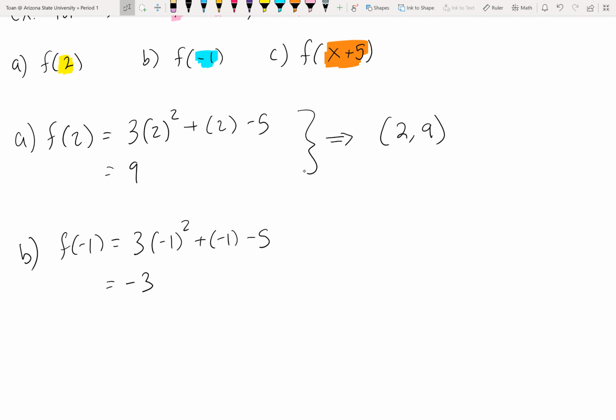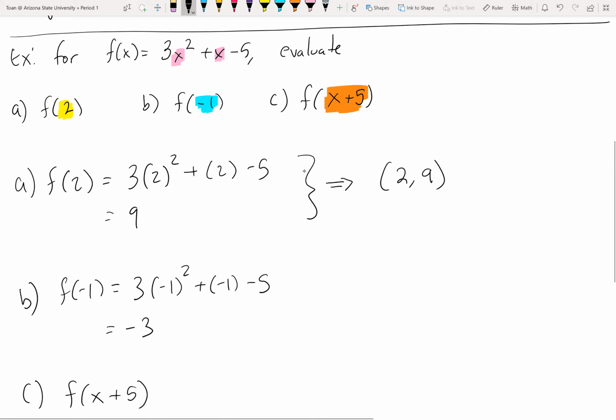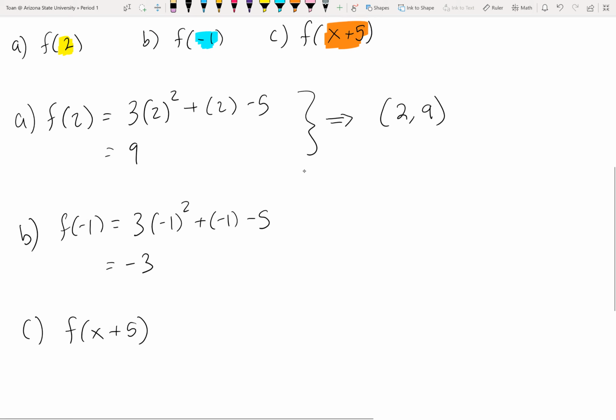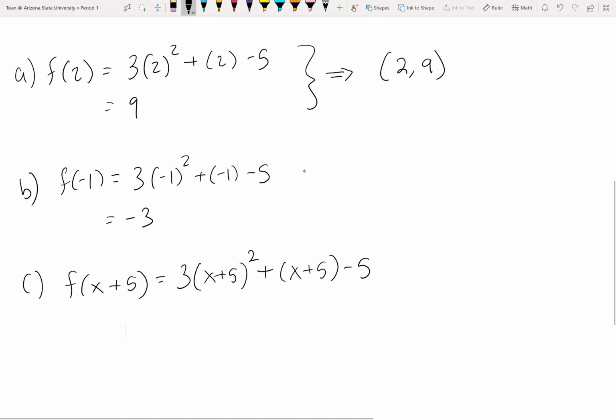Now, you don't have to just input numbers. As you can see, letter C, you can input other variables. I use x plus 5. It could have been a plus 5. It could have been smiley face plus 5. It really doesn't matter. All function notation tells you to do is wherever you see the original x, this is the stuff you're plugging in. So in my original function, everything that I've highlighted in pink here is going to be changing into x plus 5. So we have 3, instead of x, I'm going to put parentheses x plus 5, because that's what function notation tells me to do, squared, plus, instead of writing a regular x, I'm going to write x plus 5 minus 5. And then you just go ahead and do math.